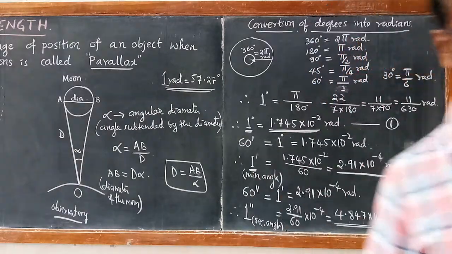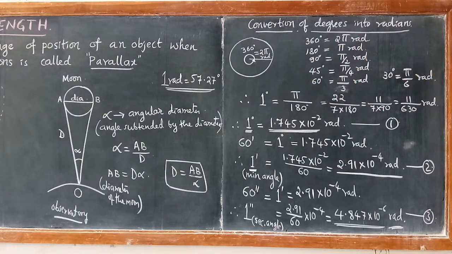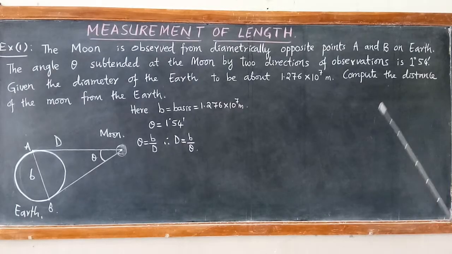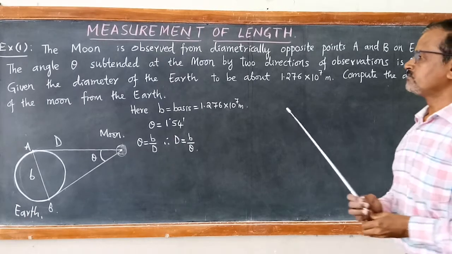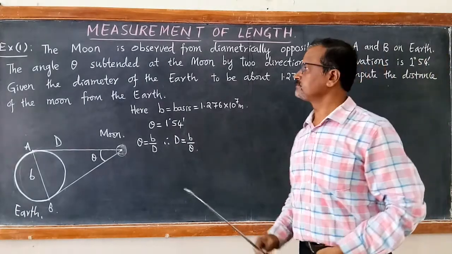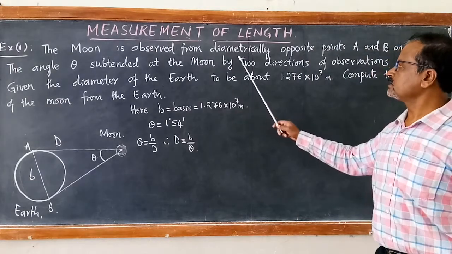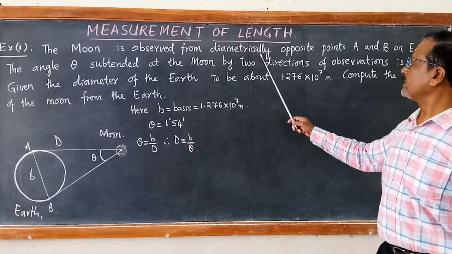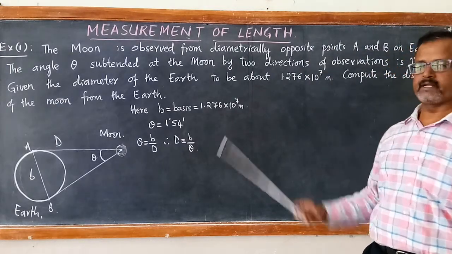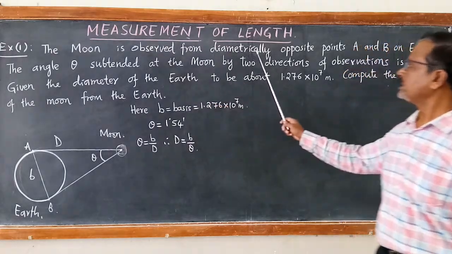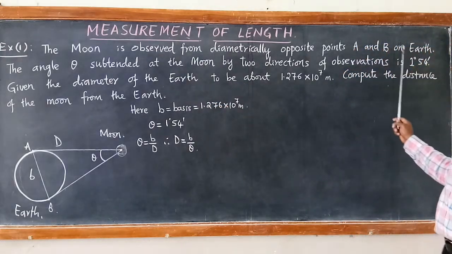Let us solve one or two problems. Okay, let us solve a problem now. Finding the distance of the moon from the earth. The moon is observed from two diametrically opposite points A and B on the earth.